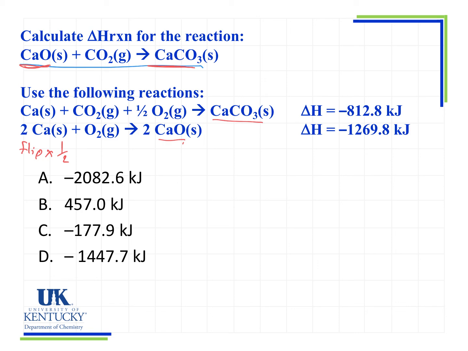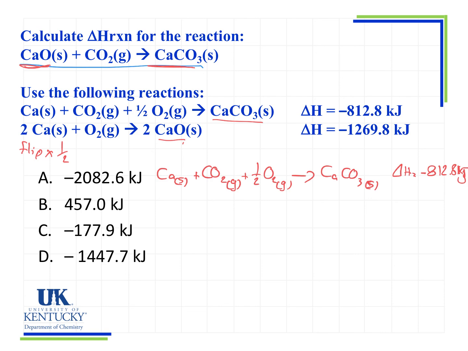Okay, so I rewrite these 2 equations. So I have calcium, I do not touch the first one, just keep it as it is. 1/2 of oxygen gas gives you CaCO3 solid, and the delta H is negative 812.8 kilojoule.